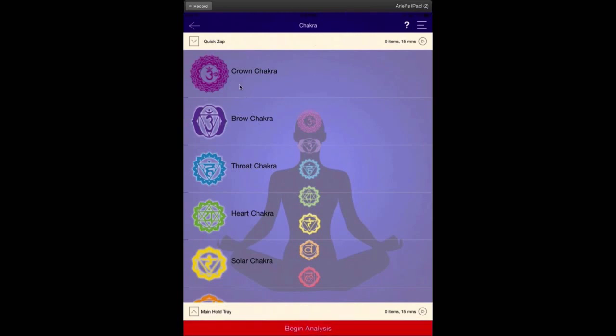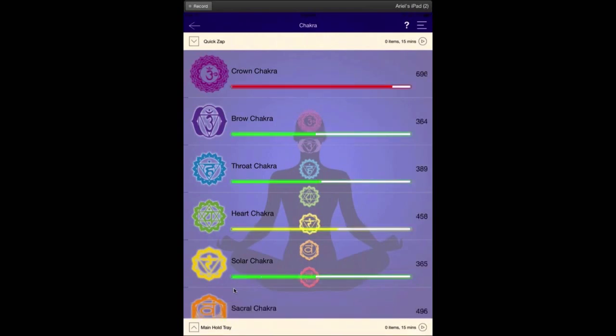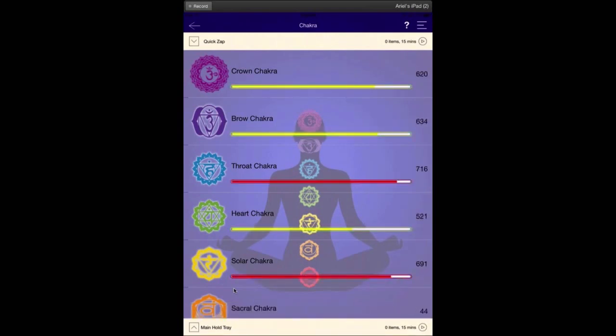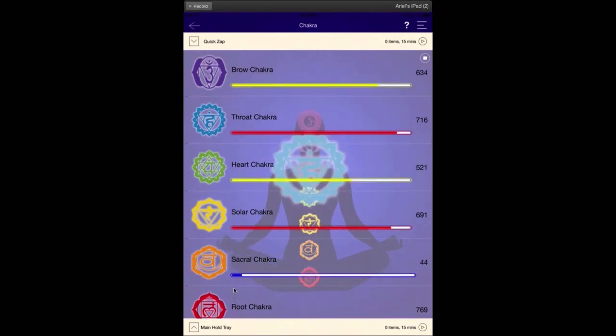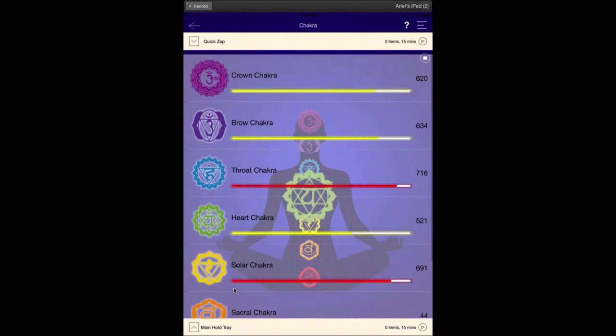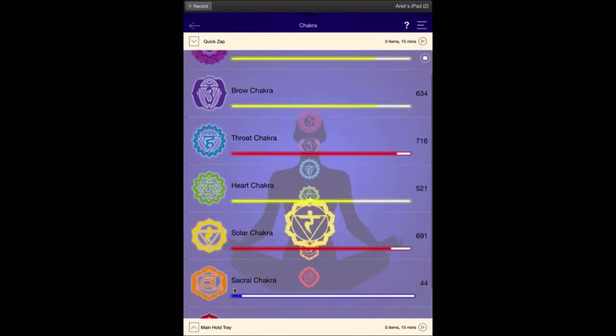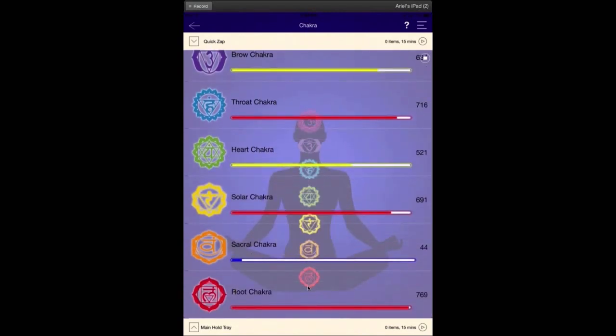So we've got the crown chakra, the brow chakra, the throat chakra, the heart chakra, the solar chakra, and let's look at the rest of them. Go ahead and hit begin analysis, and you've got your chakras for the day. Okay, so we've got the root chakra, the sacral chakra, solar, heart, throat, brow, and crown. And you can see a picture of all of the chakras right here in the animation, so you can see where they are in the body.